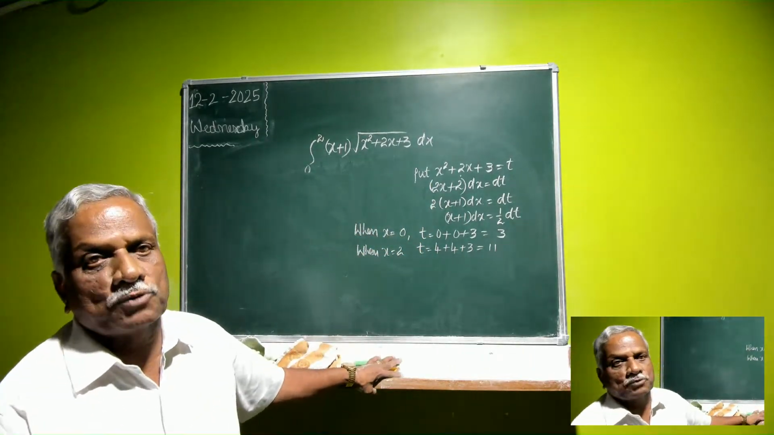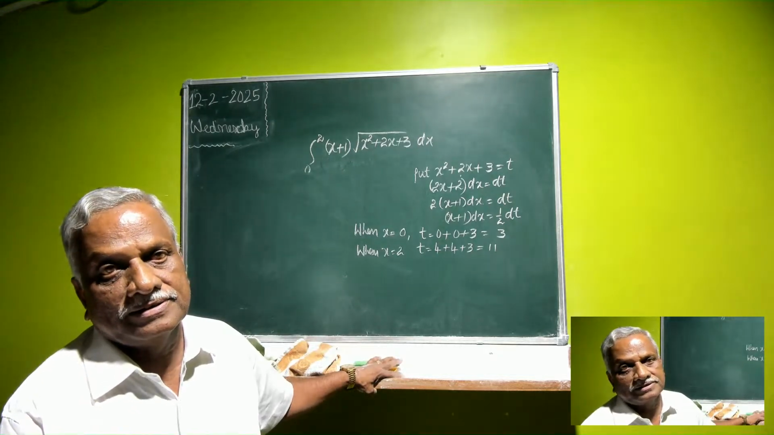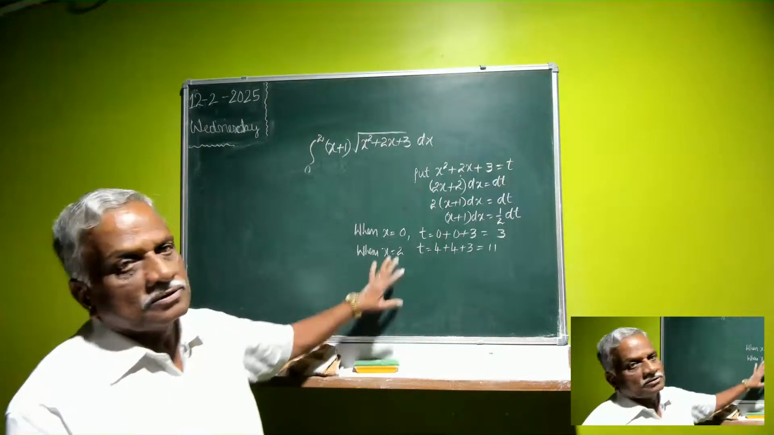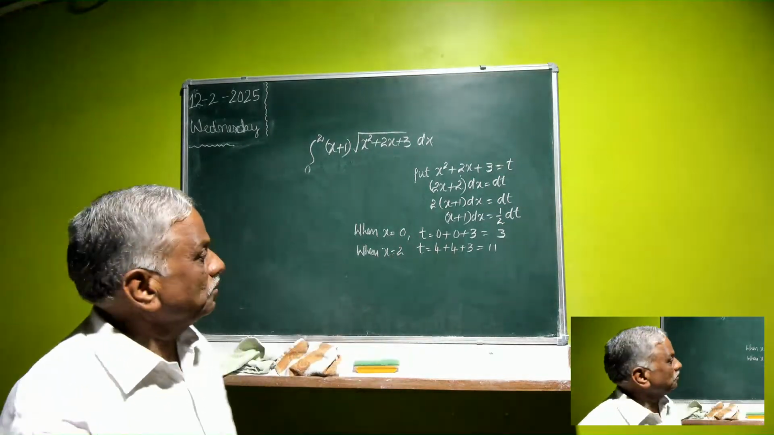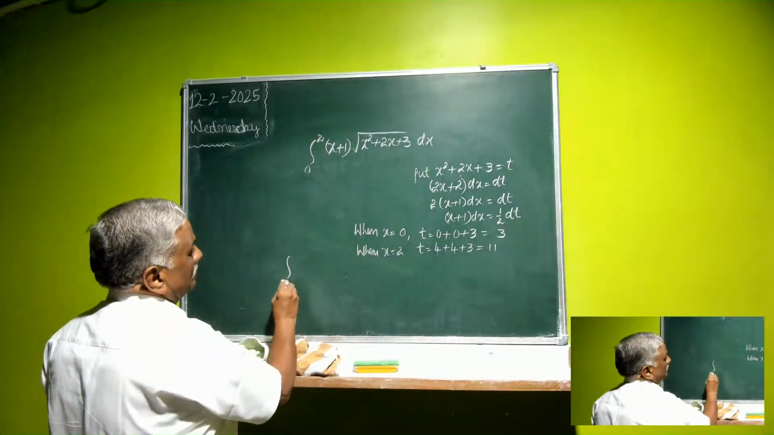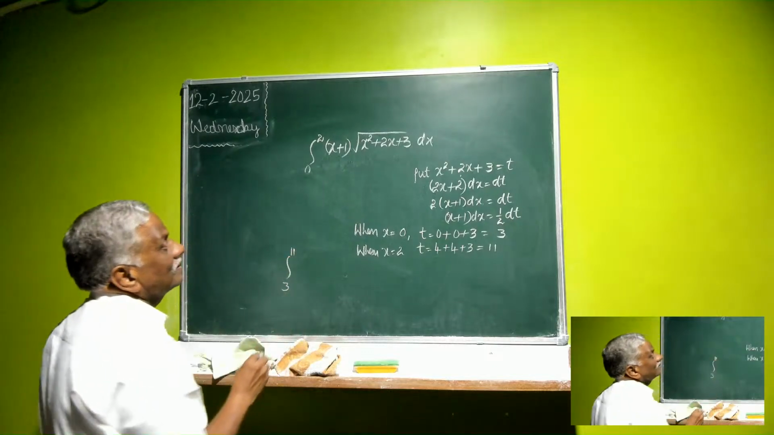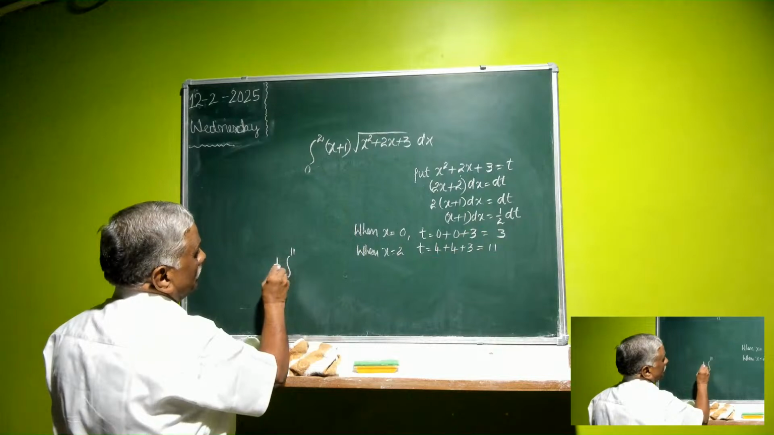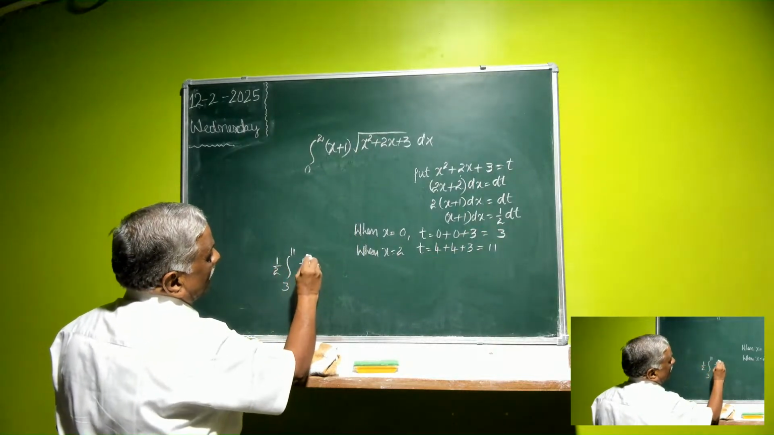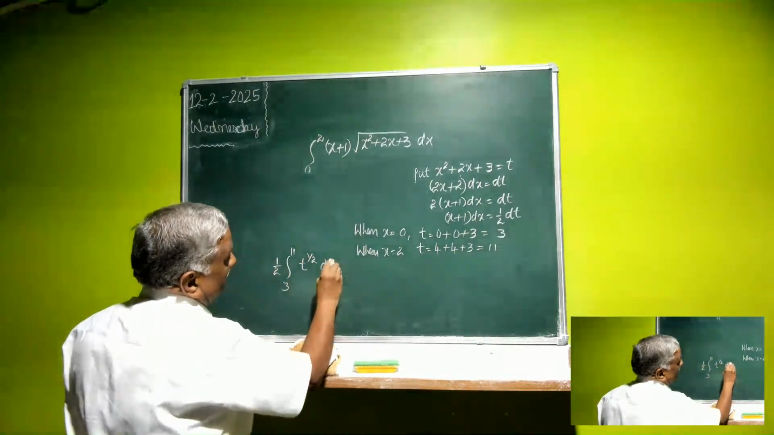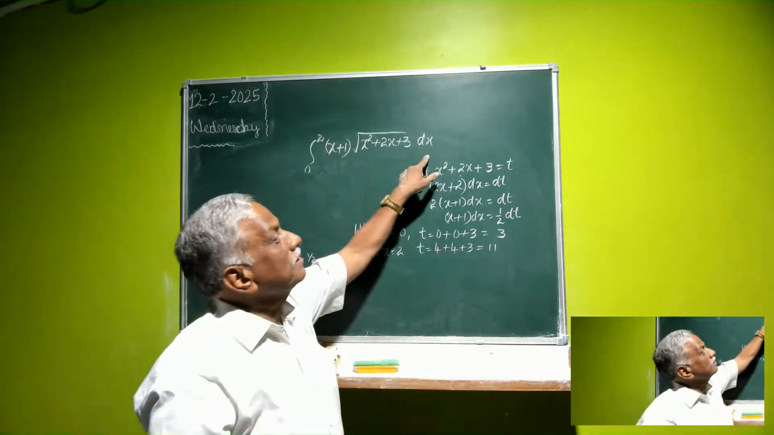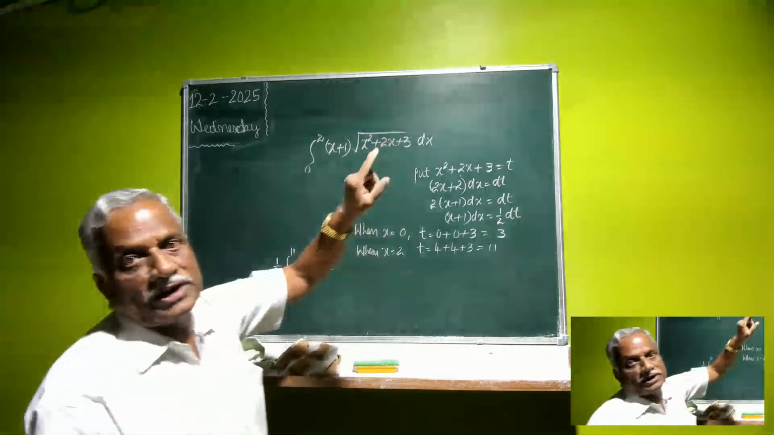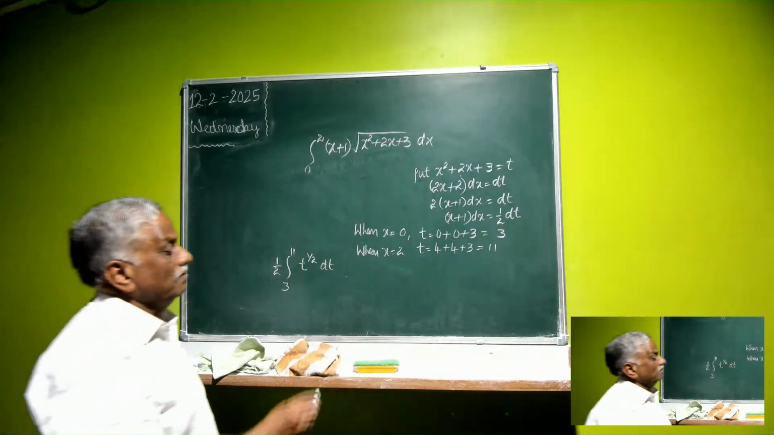Whenever we work a problem of definite integrals by the method of substitution, remember to change the limits. So 0 to 2 becomes 3 to 11. You have got half outside, it's a constant. You get t to the power of half dt, because x plus 1 dx is half, I put it outside. The entire expression we have called as t to the power of half.